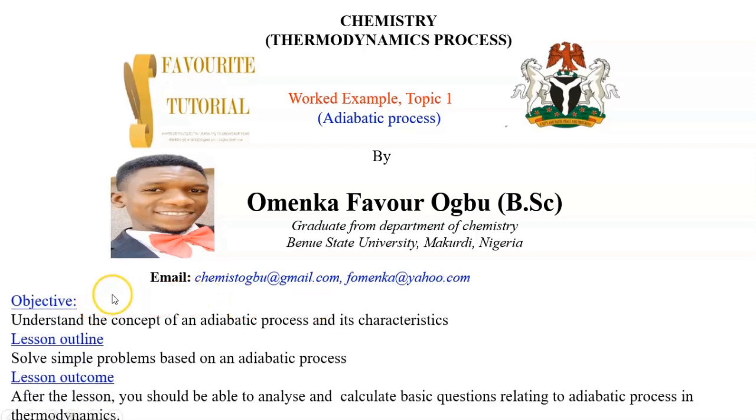The objective of the study is to understand the concept of an adiabatic process and its characteristics. Lesson outline: solve simple problems based on an adiabatic process. The lesson outcome: after the lesson, you should be able to analyze and calculate basic questions relating to adiabatic process in thermodynamics.